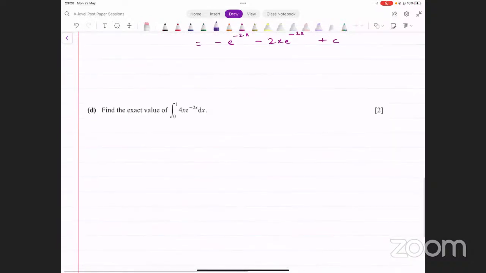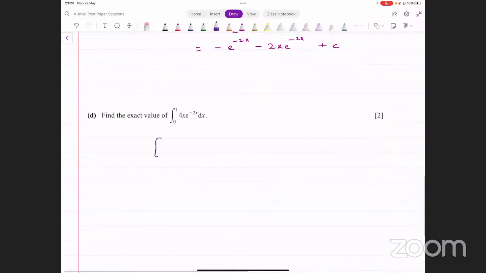सो व्हाटएवर वी फाउंड इन द प्रीवियस पार्ट, उसमें बस लिमिट्स डाल दें. माइनस e raised to power minus 2x minus 2x e raised to power minus 2x. रिमेंबर, जब लिमिट्स डालते हैं तो c तो वैसे ही कैंसिल हो जाना होता है, तो लिखने की जरूरत नहीं होती है. वी कैन से लिमिट्स, इनपुट द लिमिट्स फ्रॉम 0 to 1. पहले 1 इनपुट कर दें. लेट्स सी व्हाट दैट गिव्स अस.